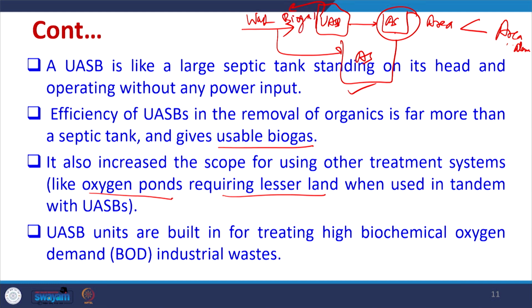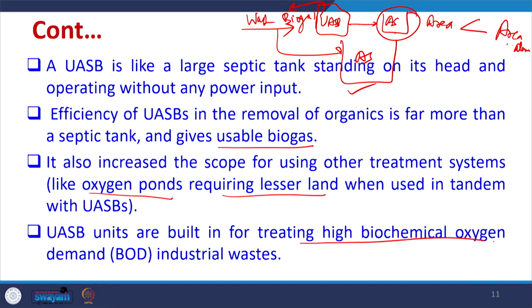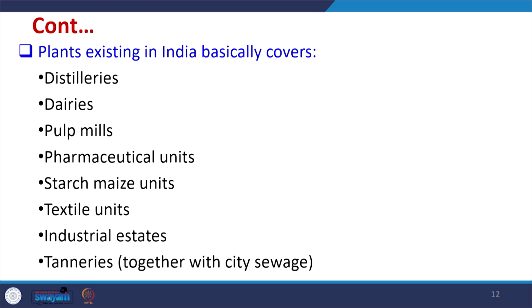So, all those industries which have a very high concentration of organic loading generally prefer a USB reactor followed by an activated sludge system. USB units are built for treating high biochemical oxygen demand industrial wastewater. Plants existing in India that have USB reactor systems cover industries like distilleries and all the dairy industries, which have a lot of organic load. So, they will go for these USB reactors.